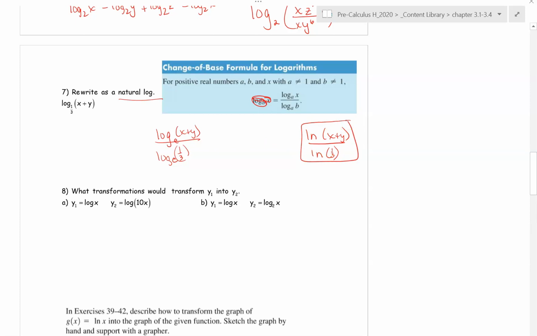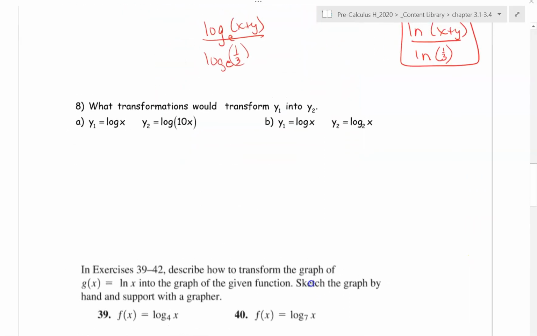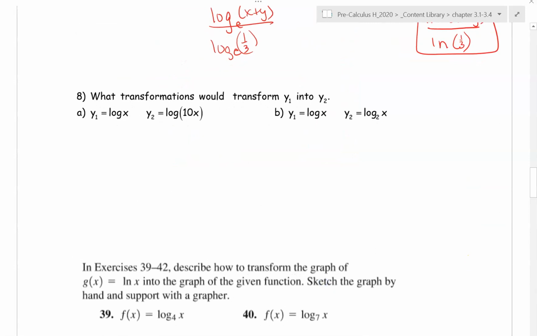Okay, so let's think about this one. It says, what transformations would transform y1 into y2? Now the problem is it's very difficult to compare two things that are not similar.